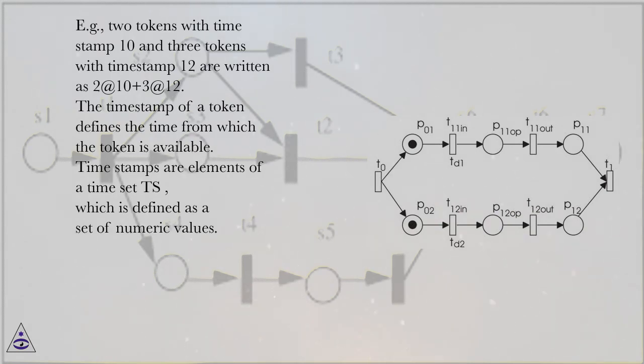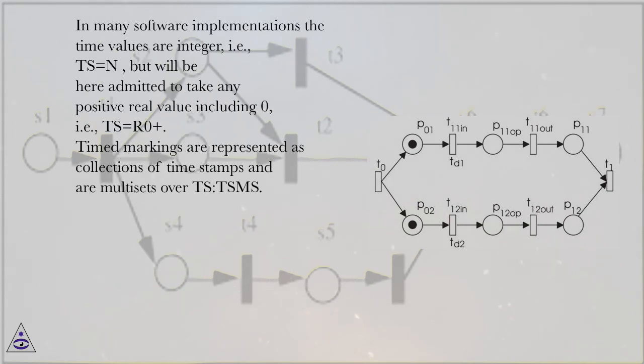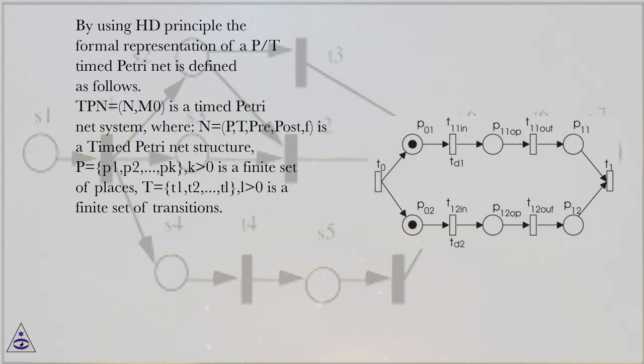The timestamp of a token defines the time from which the token is available. Timestamps are elements of a time set TS, which is defined as a set of numeric values. In many software implementations the time values are integer, i.e., TS equals N, but will be here admitted to take any positive real value including 0, i.e., TS equals R0+. Timed markings are represented as collections of timestamps and are multisets over TS, TSMS. By using the HD principle, the formal representation of a timed Petri net is defined as follows.